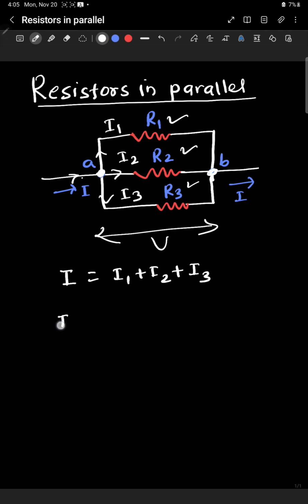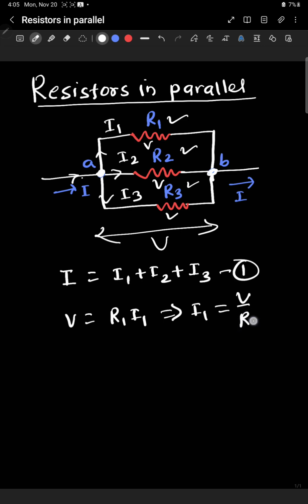Now let's write down the expression for I1. What will be the I1 across this one? The potential will be the same. From Ohm's law, the voltage V equals R1 I1, because the potential is the same here and here. I need an equation for I1 to insert in the first equation, so from here I1 will be V divided by R1.